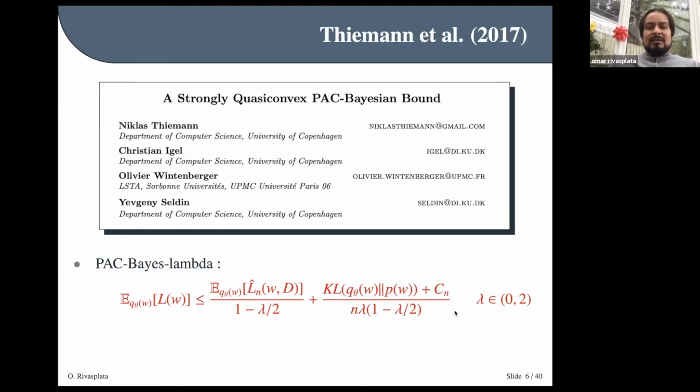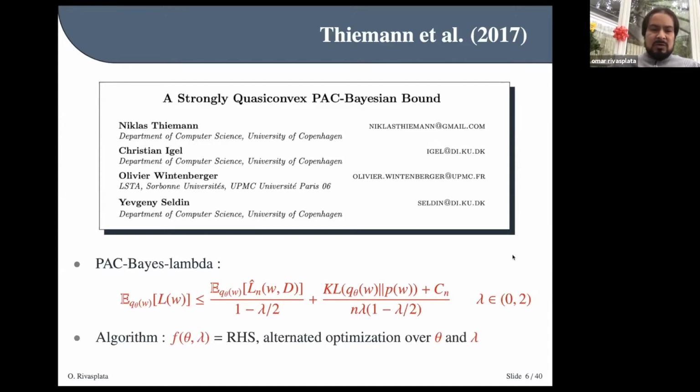One other ingredient in this bound that made it interesting is that this bound holds uniformly for all values of a parameter in an interval. So optimizing over that parameter comes for free. I'm going to give more details about that when I talk about PAC-Bayes bounds. So that was another of the motivations for this work.